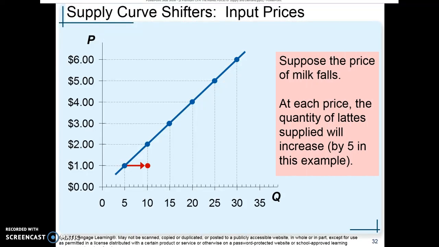So here's a case where the input is milk, and if the price of milk falls, then the supply of lattes is going to increase. And we show that by the entire supply curve shifting to the right.